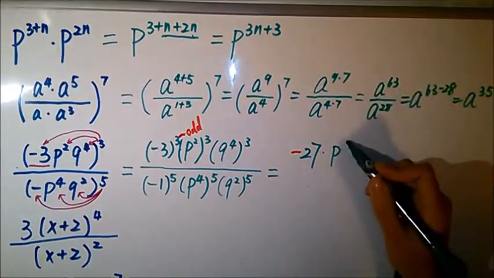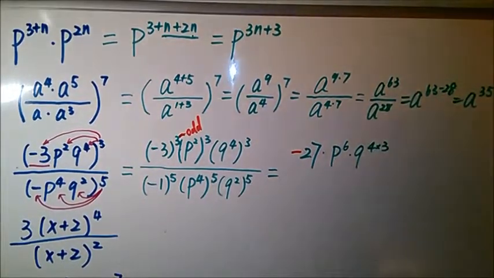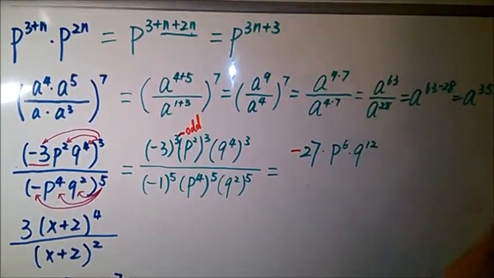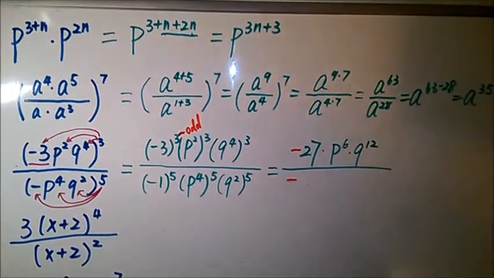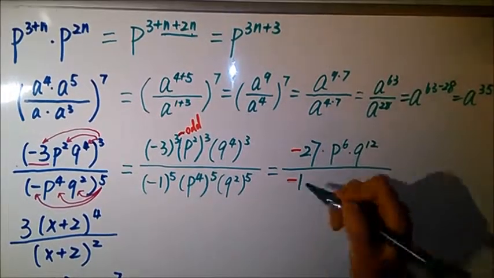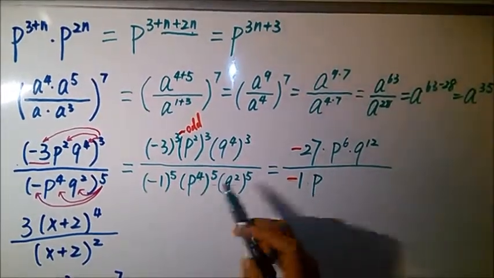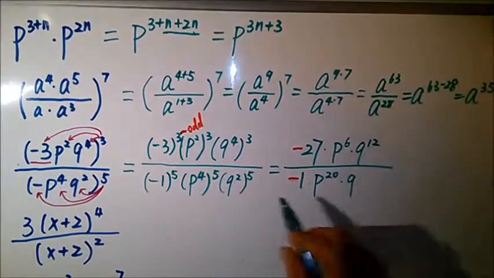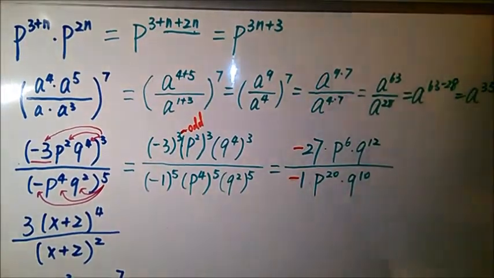Add that 6. And then q, 4 times 3. 4 times 3 is 12. So q to the 12th power. Right, let's do the denominator. Negative is inside the parentheses. Negative 1 to the power of 5. Look, it's odd, so it's going to be negative. Negative 1 times p to the 4th power times 5. So 4 times 5 is 20. Q to the second power, 2 times 5. Distribute that, use the power rule. 2 times 5 is 10.